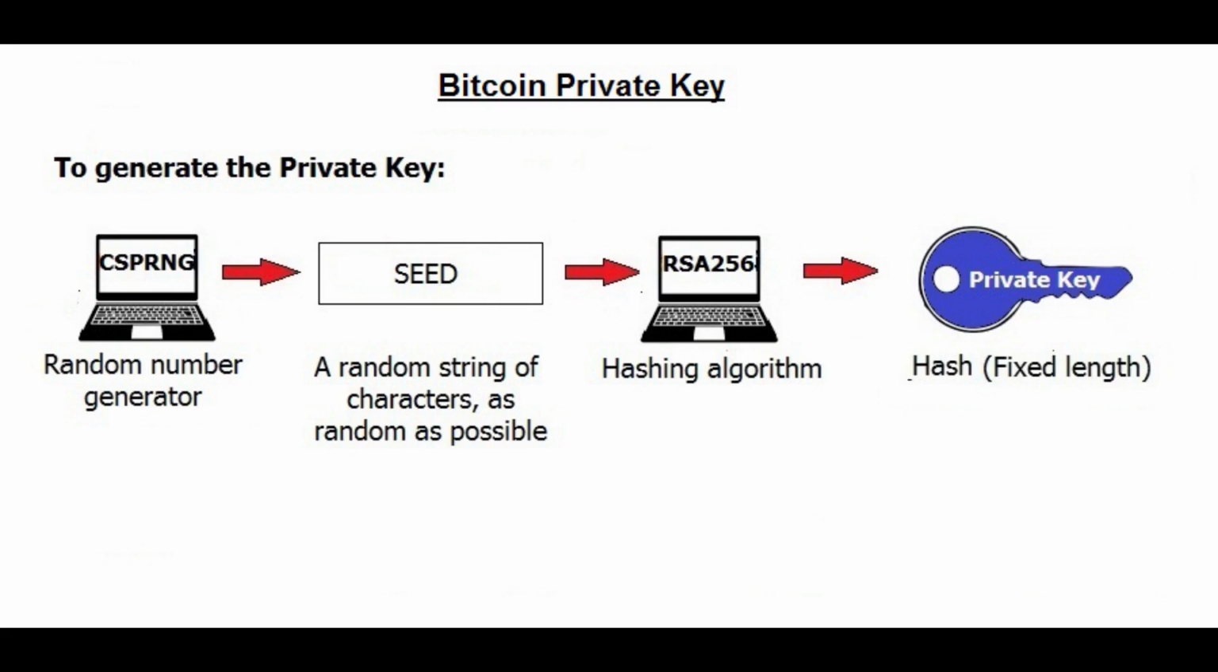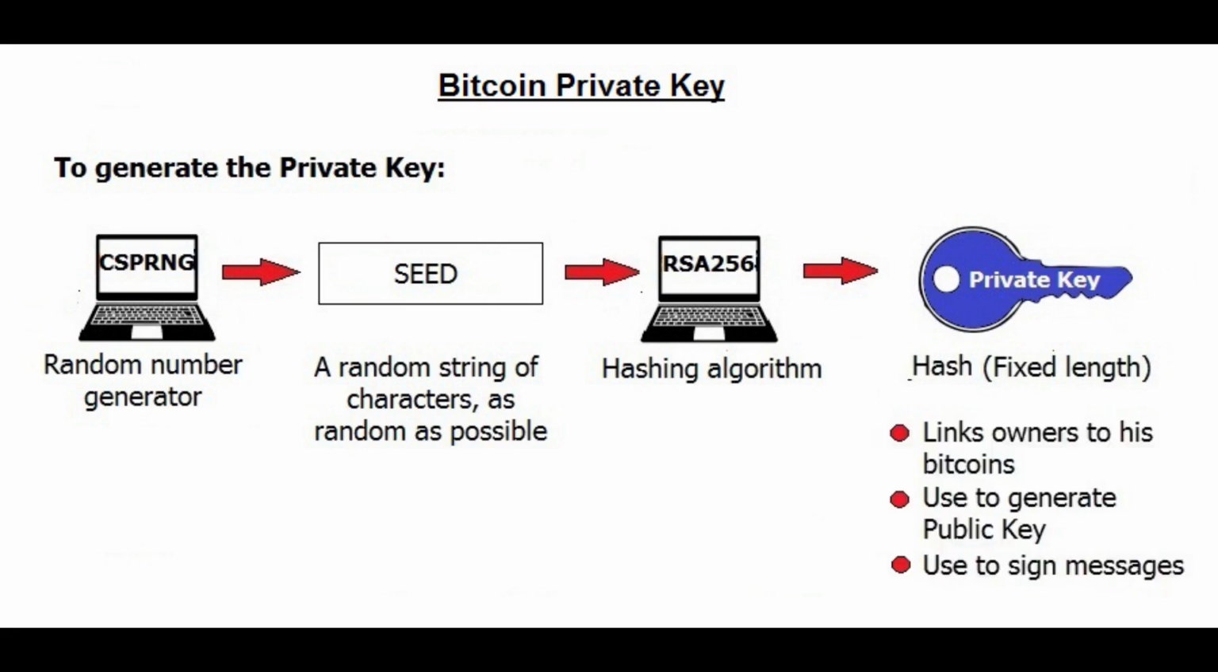The CSPRNG is deterministic, which means that the same seed will always generate the same private key. No two different seeds will ever generate a similar key. A tiny change in the seed will generate an entirely different private key. It is almost impossible for someone to guess the private key. A brute force attack will require a very powerful machine and hundreds of millions of years to hack a private key.